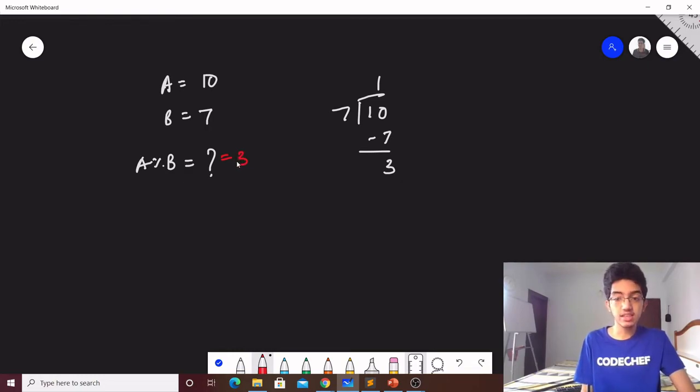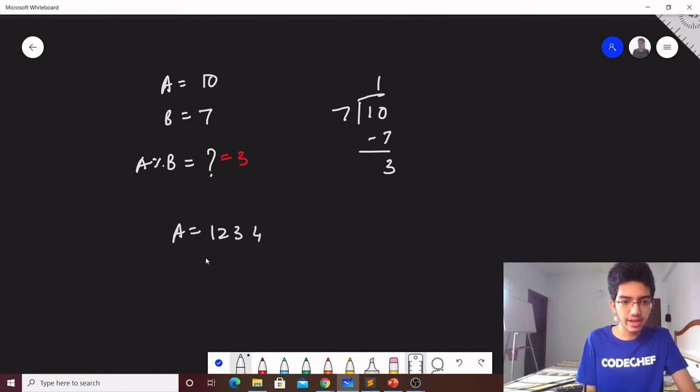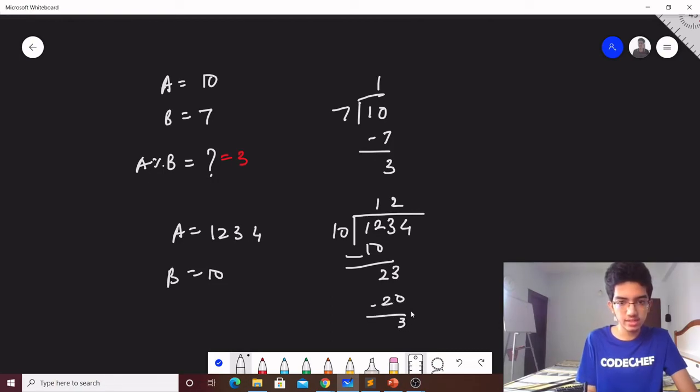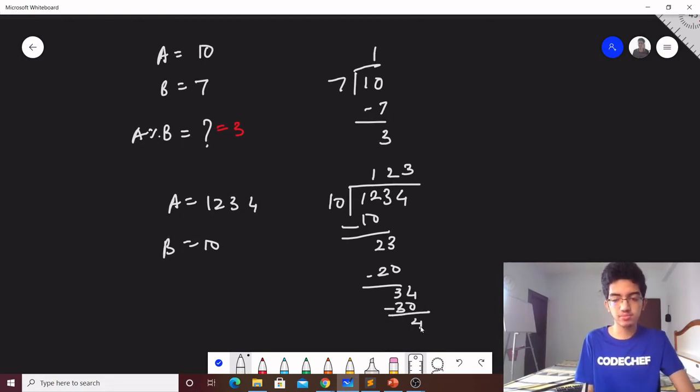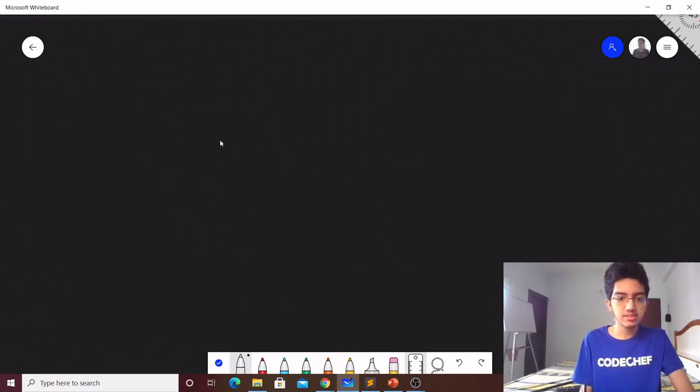Now, how does this help us access the last digit? We use modulo 10. Let's say our A value is 1234 and the value of B is 10. Then we divide 1234 by 10: 1 times 10, subtract, we get 23, then 2 times 10 is 20, we get 34, then 3 times 10 is 30, and the remainder is 4. So any number modulo 10 gives its last digit. Let me write it somewhere.